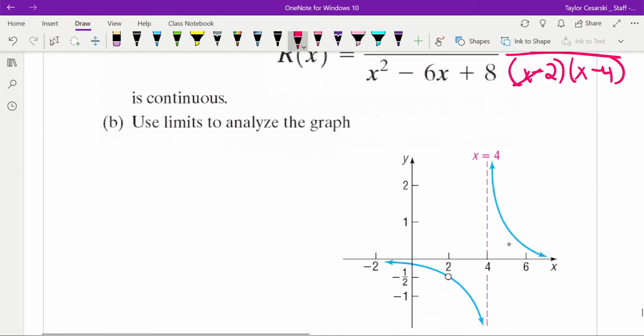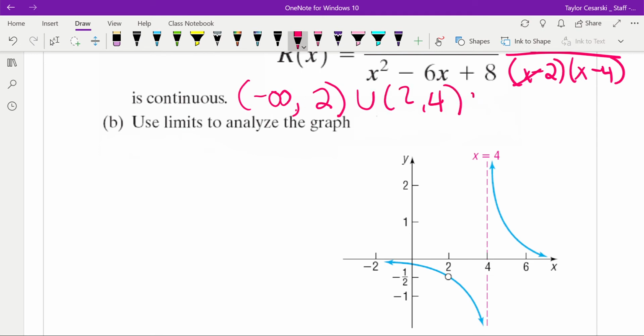So negative infinity to 2, not including 2 because there's a hole there, and then 2 to 4, not including 4 because there's a vertical asymptote there, and then 4 to infinity. So that's where the graph is continuous. Alright, so then we're going to use limits to analyze the graph, and I'm just going to analyze it at 2 and at 4 because those are my places where it's not continuous.